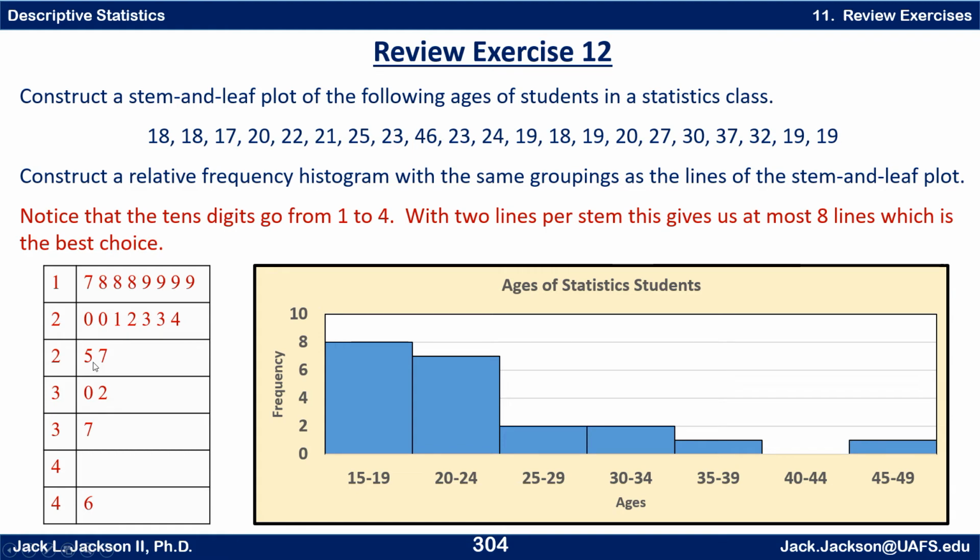So that's a grouped histogram and a stem and leaf plot. The stem and leaf plot gives us a nice little way to put things in order. It organizes our data, and we're grouping them together.